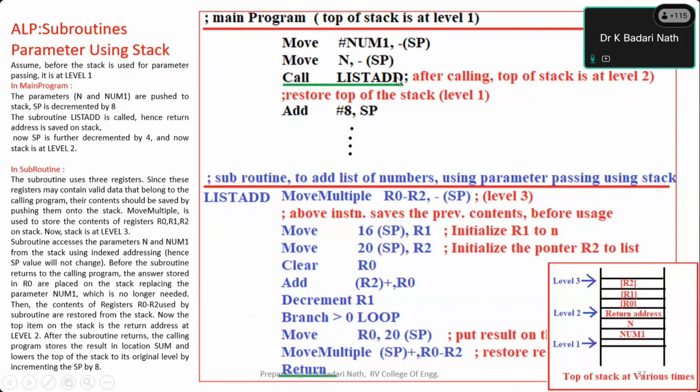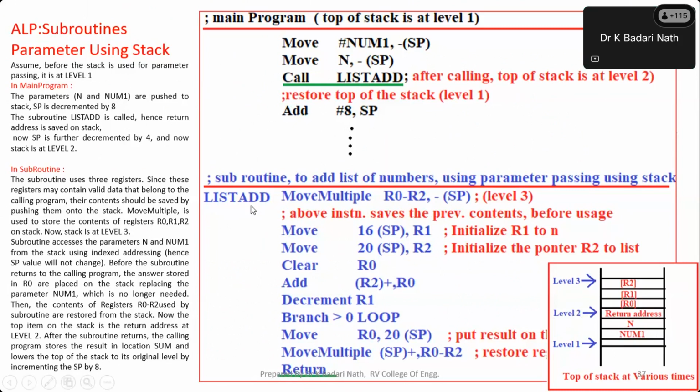The moment I say call list address, what will happen? The return address means what? The address of the add instruction has to be saved into the stack, because we are using the stack for storing the return address. Return address is nothing but the address of the add instruction, and it will be saved here. Again the stack pointer is decremented and the return address is saved. Before you go to the subroutine, the stack is now at what level? It's level 2. What is there in the stack? The arguments which have been passed to the subroutine from the main program plus the return address. So 4 plus 4 plus 4, 12 bytes have been stored at the stack top. So it is now at level 2.